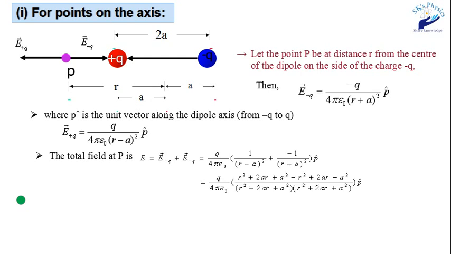Take the LCM and we can write q upon 4 pi epsilon 0, (r square plus 2ar plus a square minus r square plus 2ar minus a square) upon the LCM. Here r square plus and minus r square cut out, and plus a square and minus a square cut out. 2ar plus 2ar, that is 4ar. So we can write E is equal to q into 4ar upon 4 pi epsilon 0 (r square minus a square) whole square p cap.